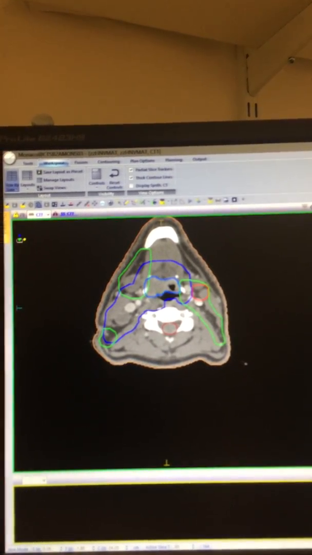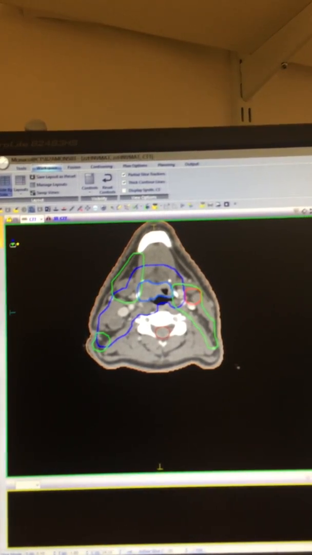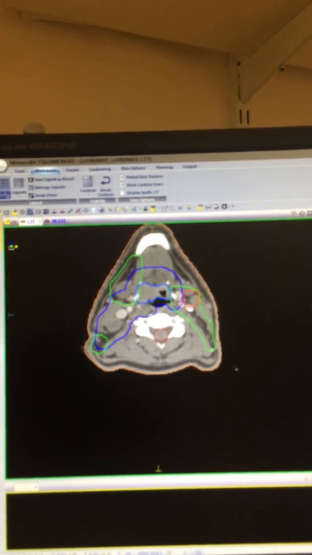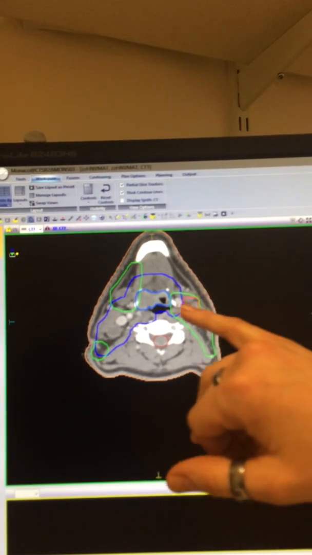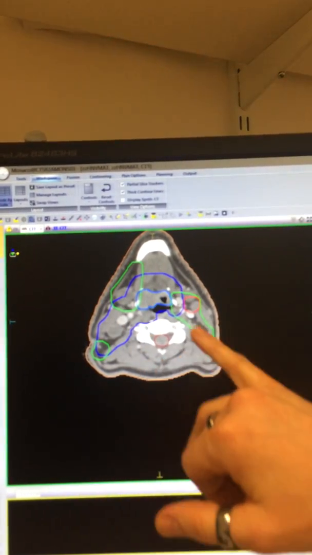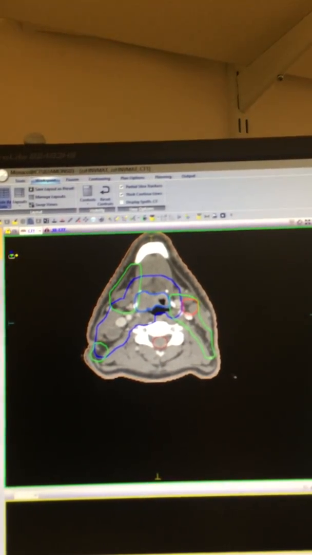So by minimising the dose to that, we can ensure that they don't have any side effects or minimal side effects from the treatment. We need to ensure that we deliver the dose to this region here and reduce dose there, and that's how our treatment planning systems do that.